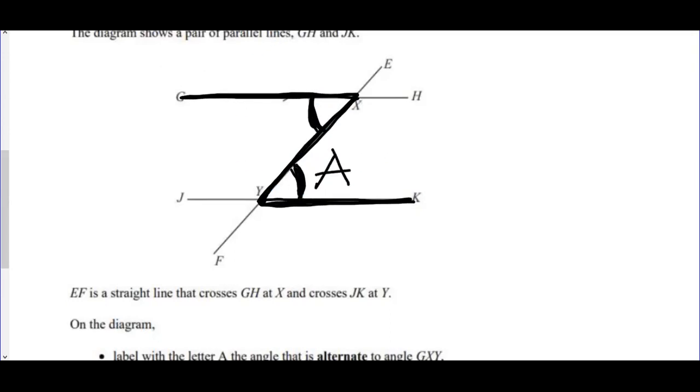Okay. GXY, they mean this angle is alternate to this angle down there. And for alternate angles, we look for a letter which is forming something like Z, and you do have a Z. So for alternate angles, you're gonna go ahead and look for Z. So this angle here is alternate to this angle, and you're gonna label that angle as A, okay?